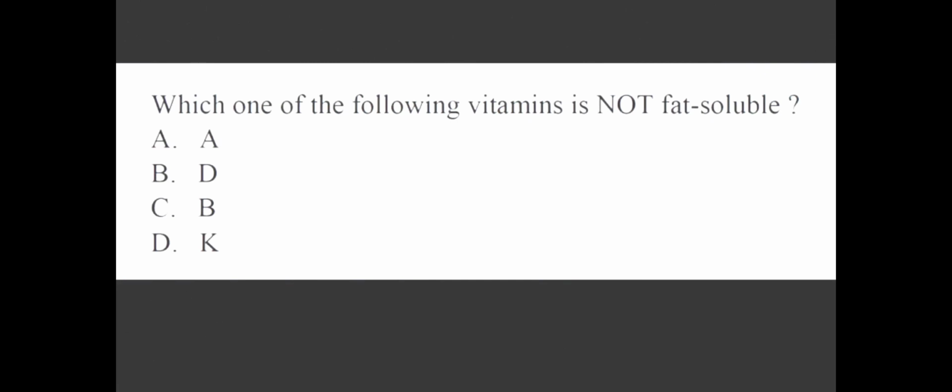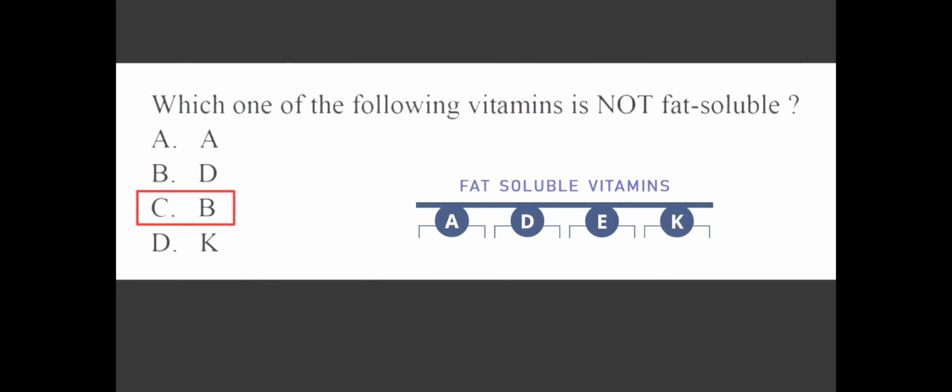Which one of the following vitamins is not fat soluble? A. Vitamin A, B. Vitamin D, C. Vitamin B, D. Vitamin K. And the correct answer is C. Vitamin B. Vitamin A, Vitamin D, Vitamin K are fat soluble, whereas Vitamin B is not fat soluble.